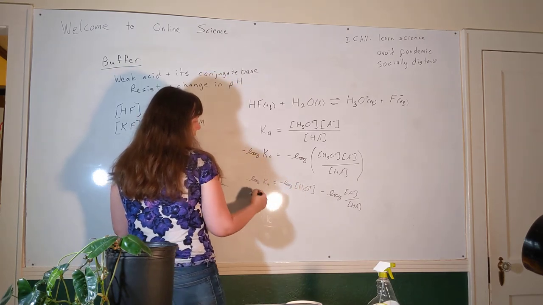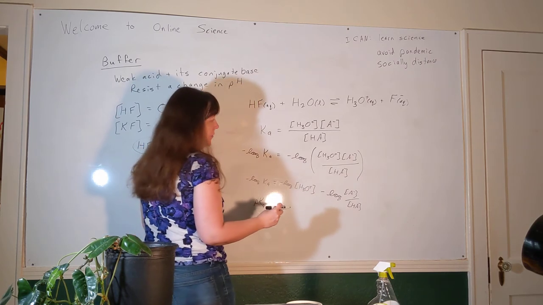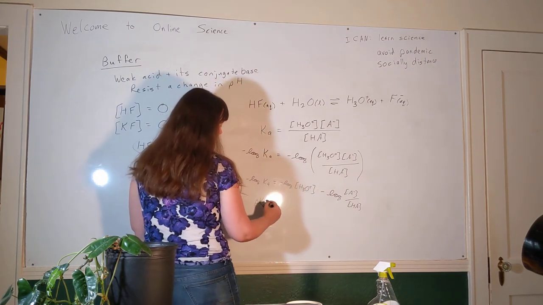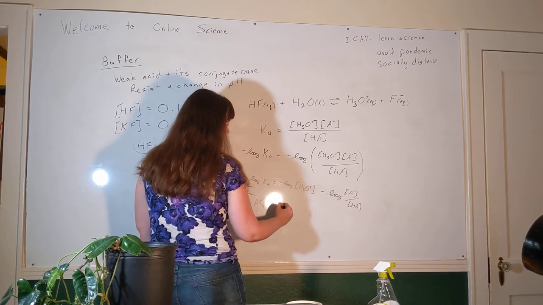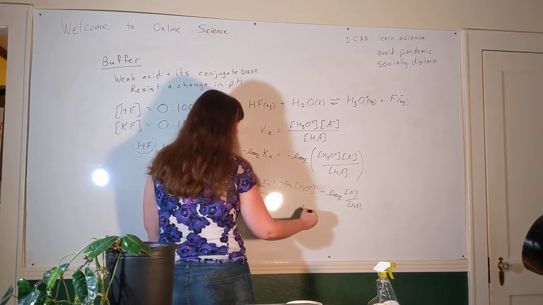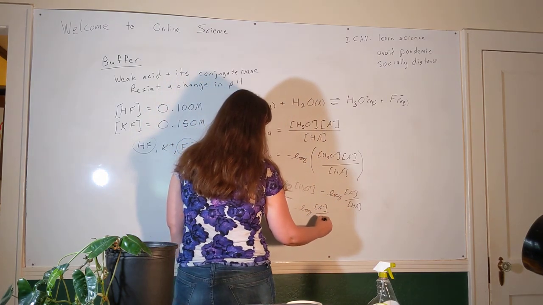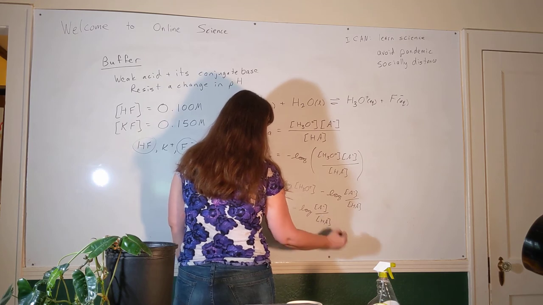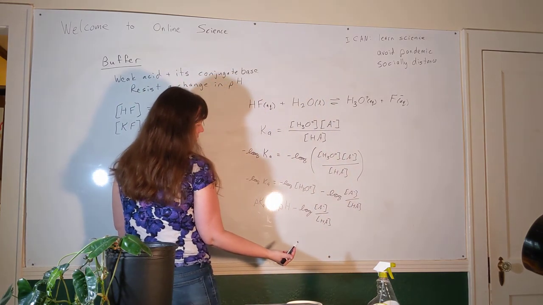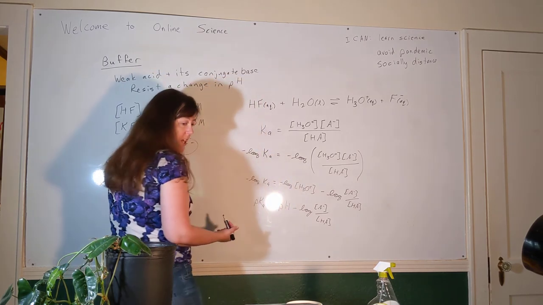and then minus the log of the Ka is the pKa, which is a value that we'll just find listed in textbooks. Minus the log of the H plus concentration is the pH. And there's the base concentration over the acid concentration. So this is the Henderson-Hasselbalch equation.